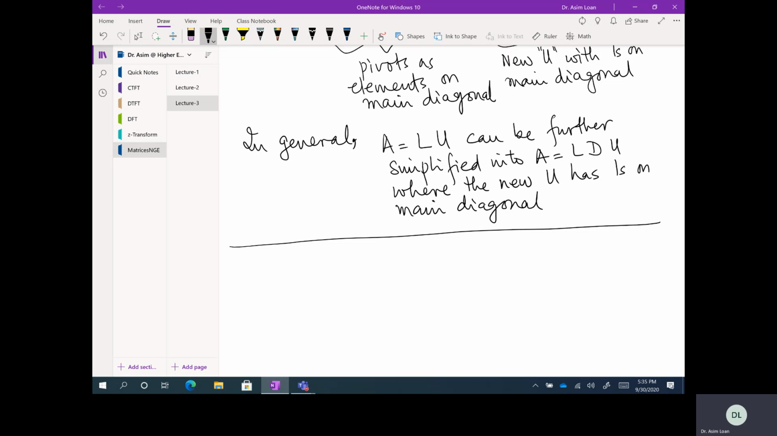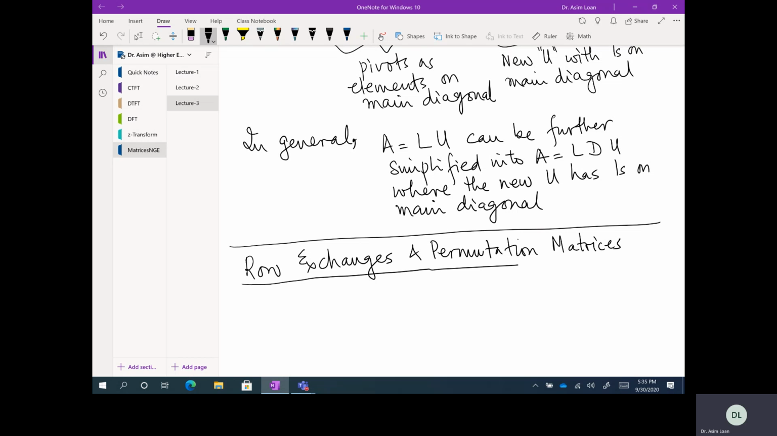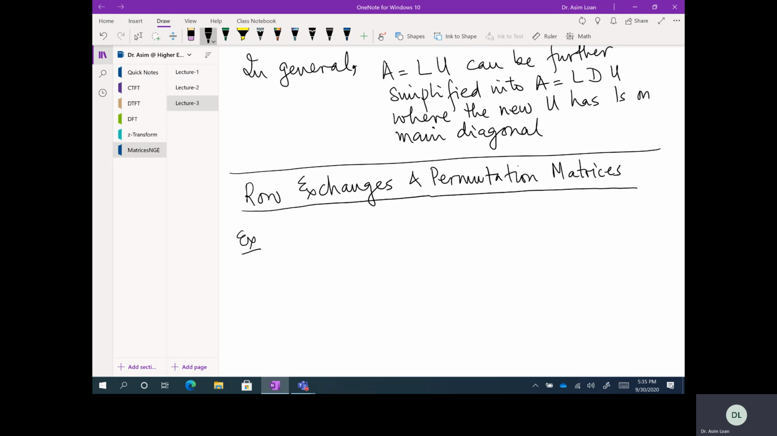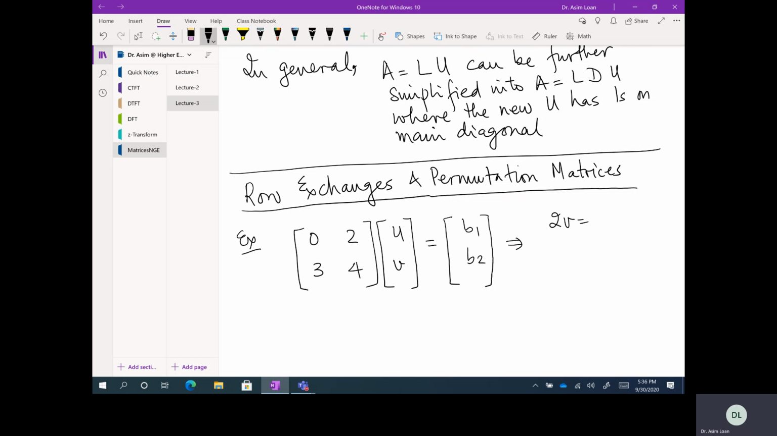So finally, what happens if we cannot do a row exchange? If we cannot do a row exchange, then you need to use permutation matrices. So row exchanges and permutation matrices. The first example, you have [0, 2; 3, 4] times [u; v] equals [b1; b2]. This simply means 2v equals b1 and 3u plus 4v equals b2.